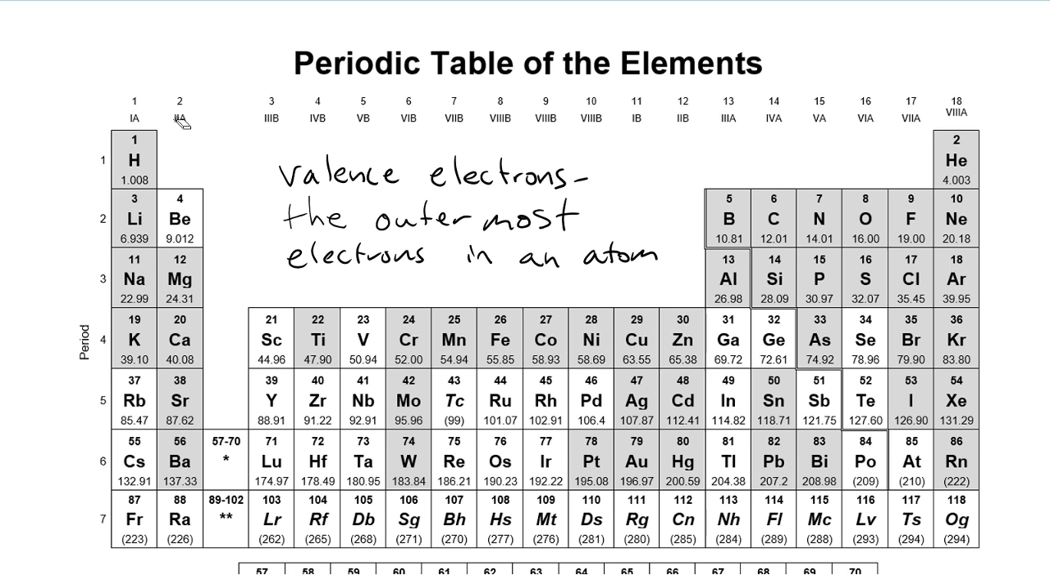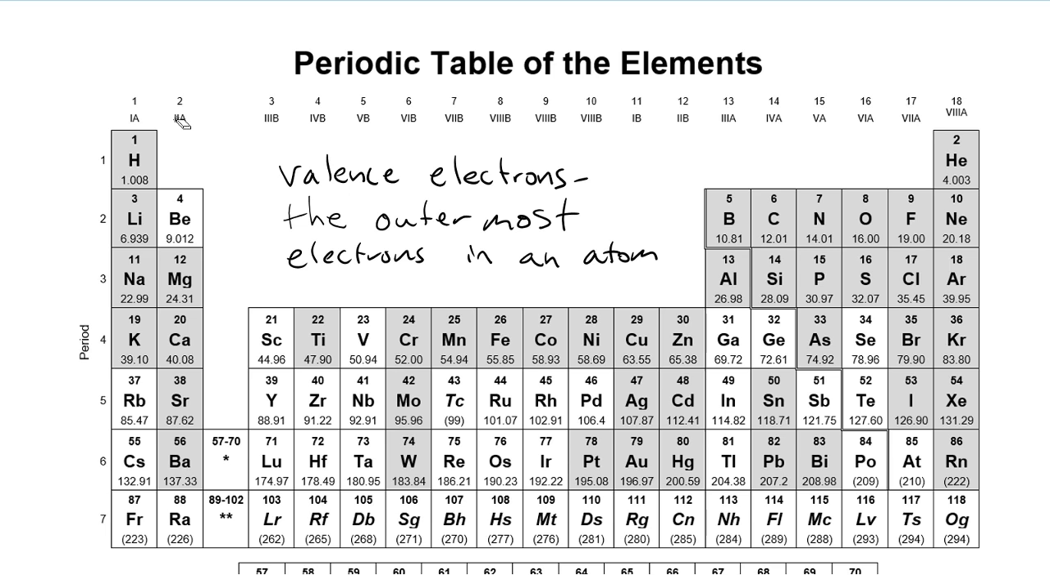So again, if you're looking at the A groupings, the Roman numeral will tell us the number of valence electrons. If you don't know how to read Roman numerals, then you look at the last digit of the value. So the last digit here in 2 is 2. The last digit in 14 is 4. That's going to tell us it has 4 valence electrons. Again, the only exception is going to be helium out here.